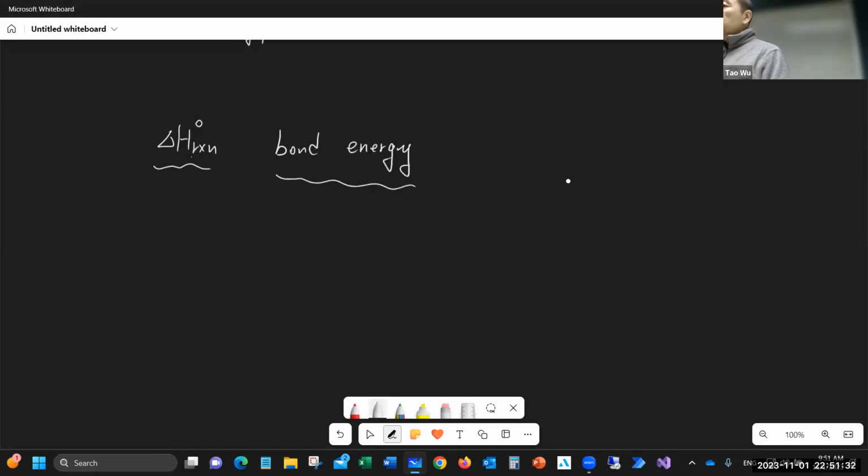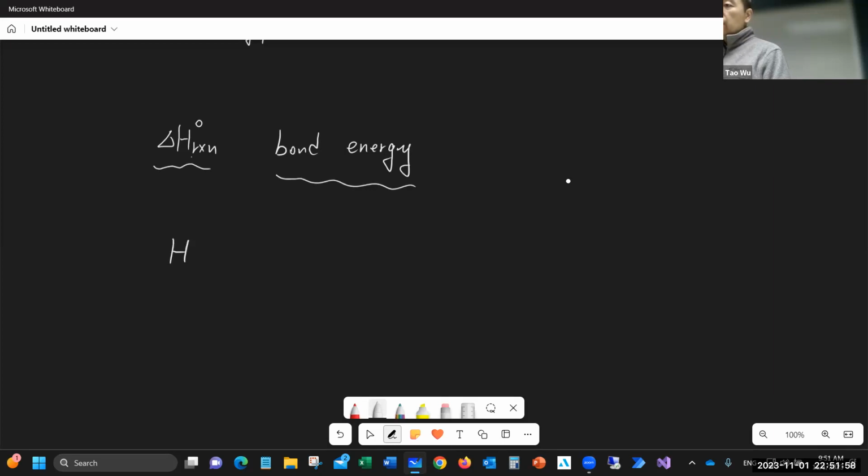Bond energy. So what exactly is a bond energy? Have you heard this term, bond energy? Not exactly, huh? So what exactly is the bond energy? First, let's see what a bond is. We will talk about it more when we get to unit 4. But the bond energy is the energy between two atoms.